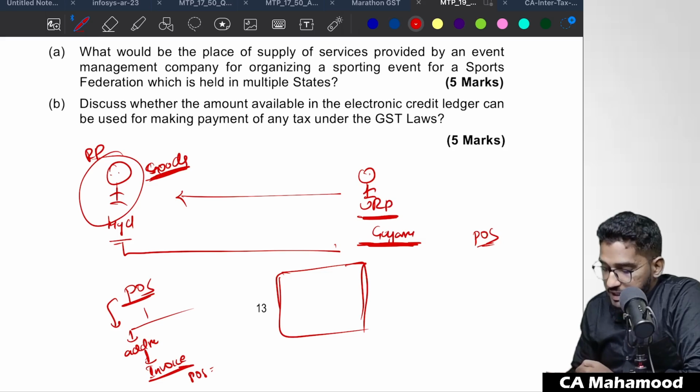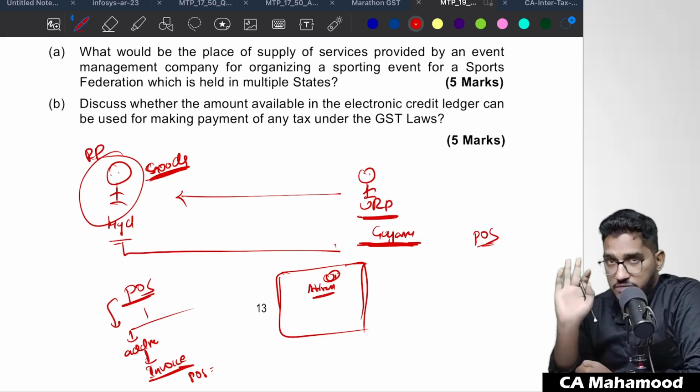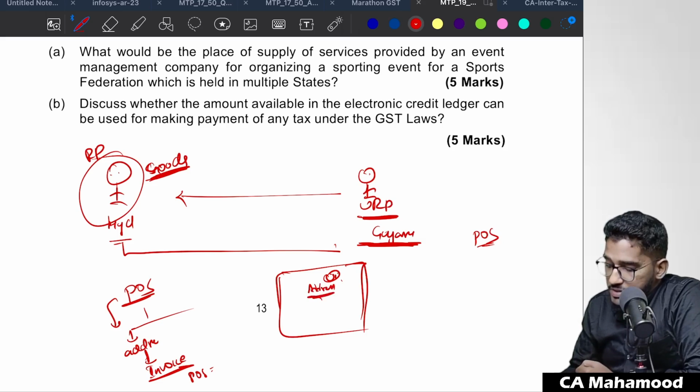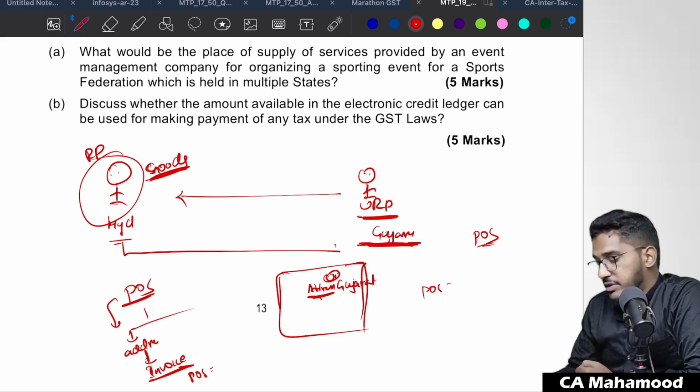For example, in the invoice given by the supplier, he has written that so and so unregistered person has come, and his address is also recorded in the invoice. When I say address, a detailed address is not required to be recorded. Even if only the state is recorded, that is fine. For example, if the address of the recipient recorded in the invoice is Gujarat, then the place of supply will be Gujarat.